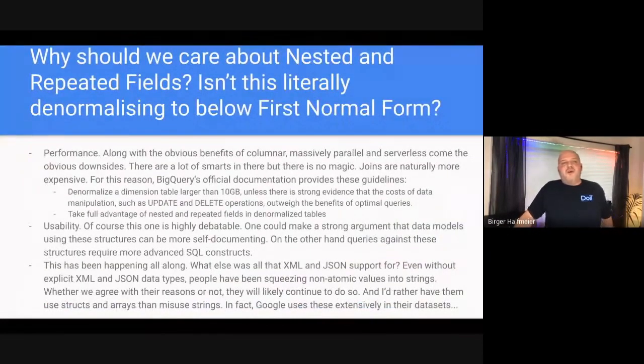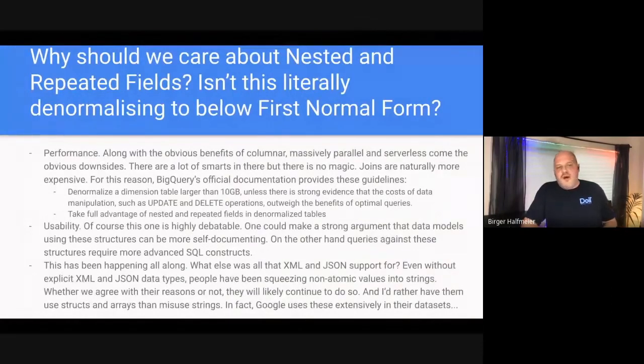But again, why should we care about nested and repeated fields? Isn't this literally denormalizing to below first normal form? So literally, I would say it is, because this is exactly 50 years later, enabling us to do what Dr. Codd told us is probably something we should move away from through the process of normalization. But there are a couple of reasons why people may choose to do it, and whether you agree with those reasons or not, there's a good chance that you will encounter data structures like this, and you will need to know what to do with them.